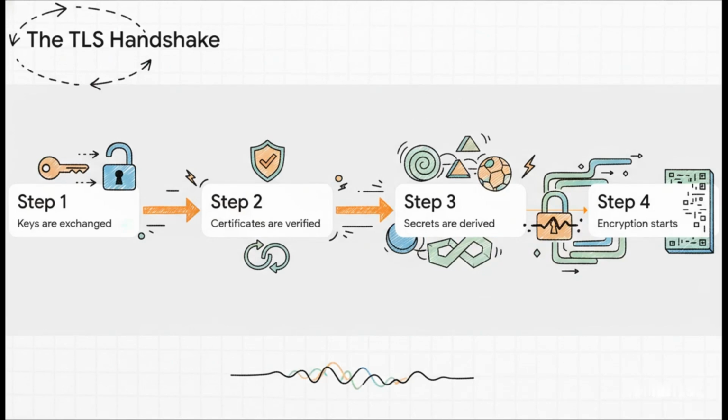In the blink of an eye, it all boils down to these 4 critical steps. Your browser and a server exchange some keys, they verify each other's identities, they derive a shared secret that no one else knows, and then they start their fully encrypted conversation. Let's break down each part of this digital dance.